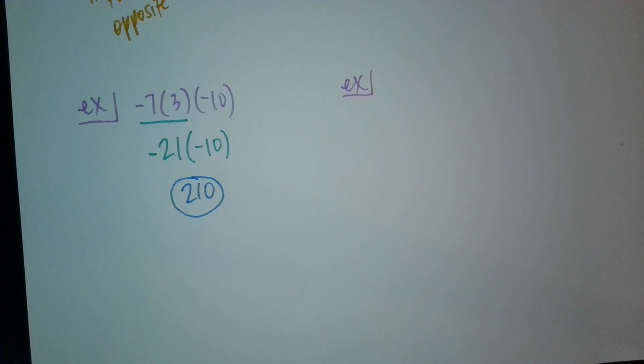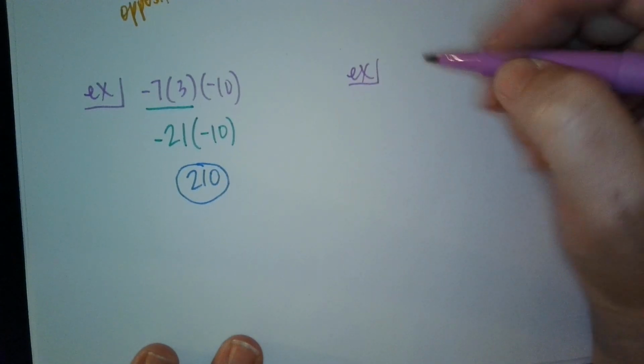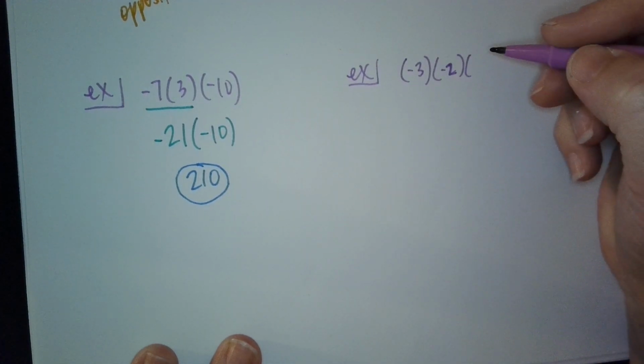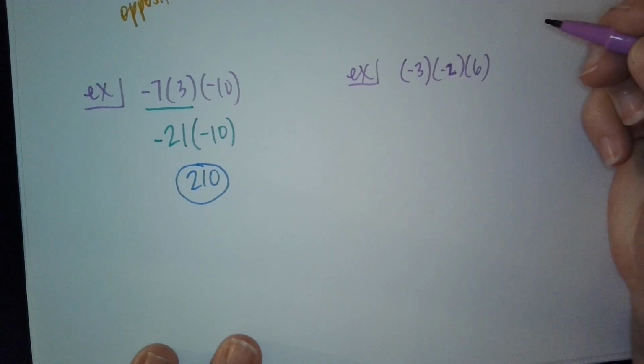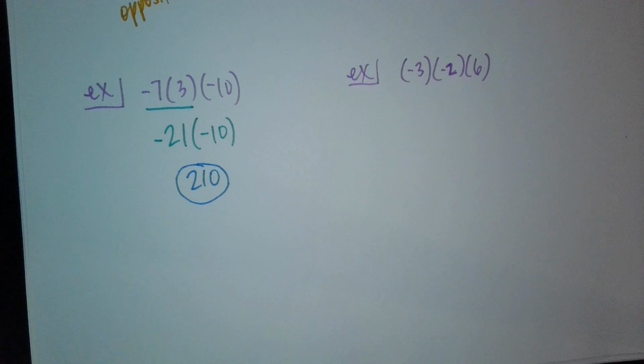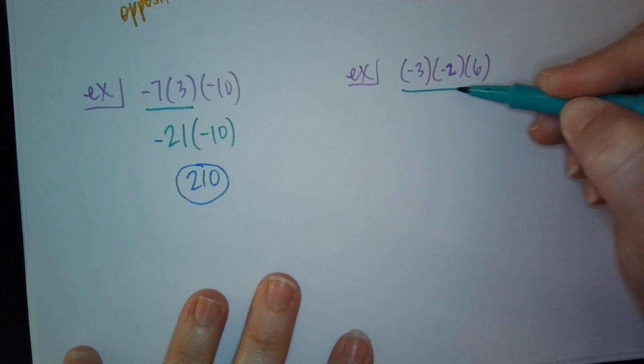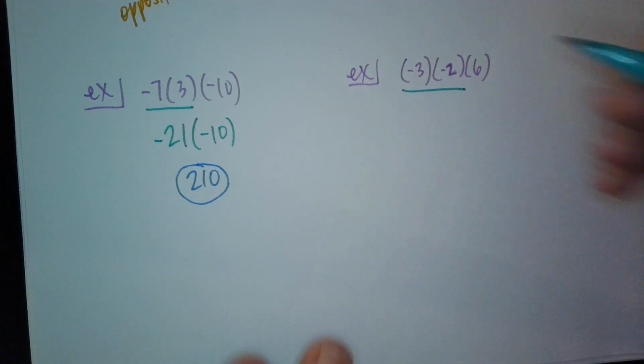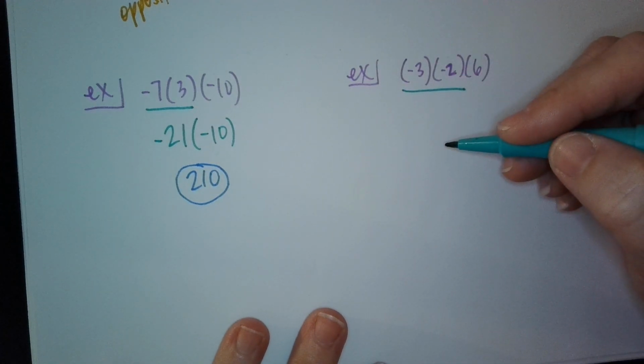Let's do another one. Negative 3 times negative 2 times 6. Once again, we're just going to do the first two, starting. Don't pick any two. It's the first two, looking left or right. Alright, negative 3 times negative 2. Well, what's just 3 times 2? 6, thank you.